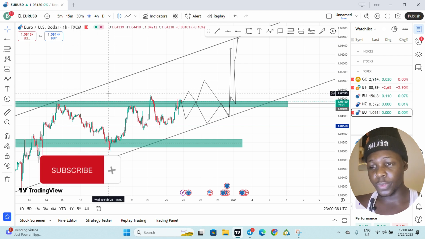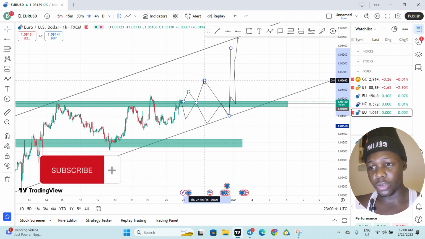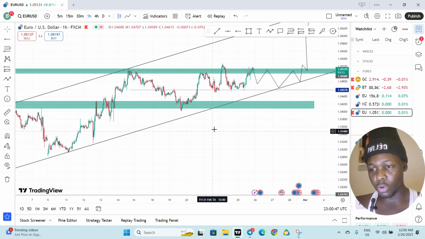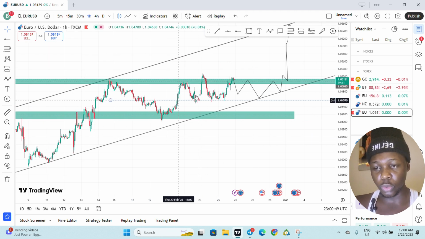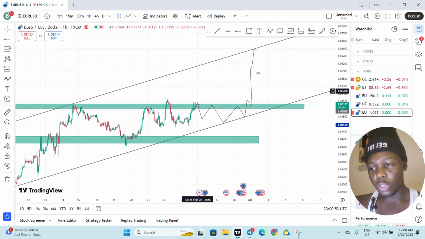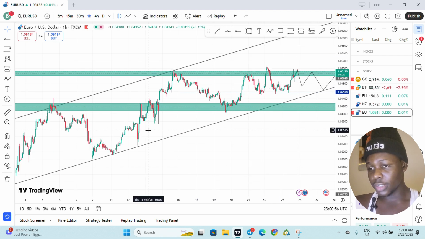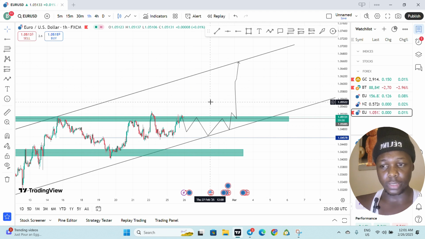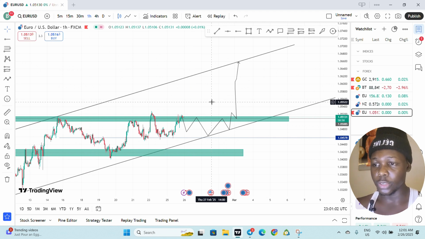So it's not so difficult. Make your chart clean because it's more important that your analysis is clean and simple. It's going to give you more view of what you want to do and what the market is doing. Understand? But when there are too many supports and resistances here, it's going to give you a tough time to identify what is going to happen in the market. So this is the end of this video.